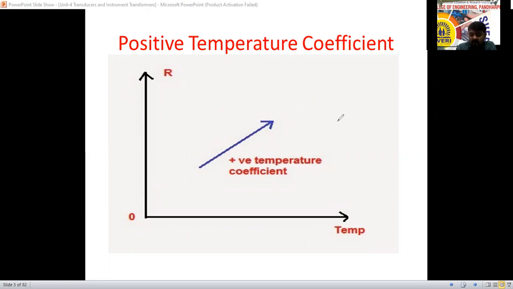Can anyone tell me the conductor material for which, when the temperature increases, the resistance also increases? Which materials are we using for that? Metals, alloys, and what else? Copper, aluminium, rubber. Out of these materials, which one is applicable for positive temperature coefficient? In your houses, which type of conductor do you use?